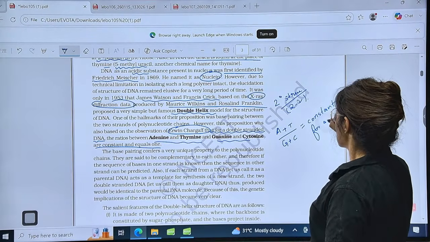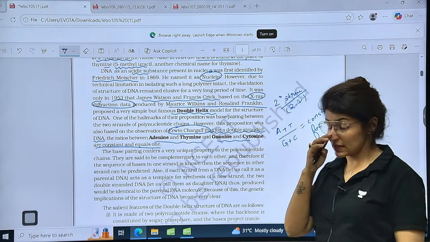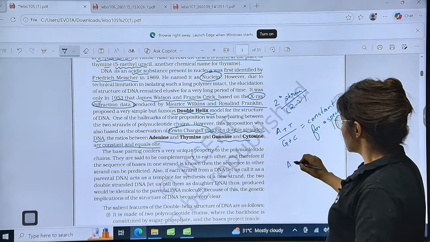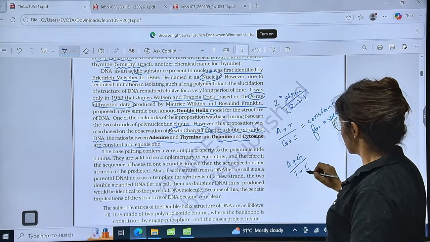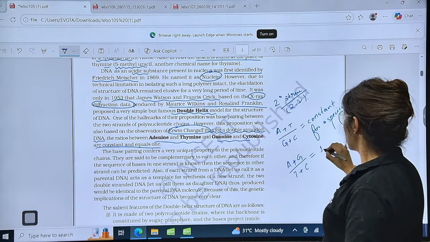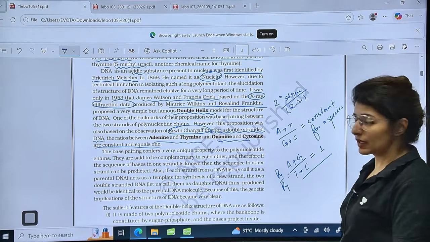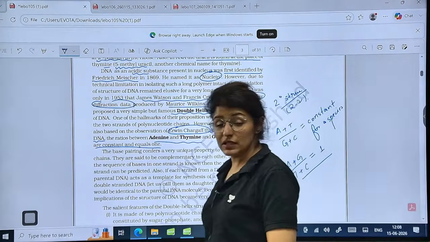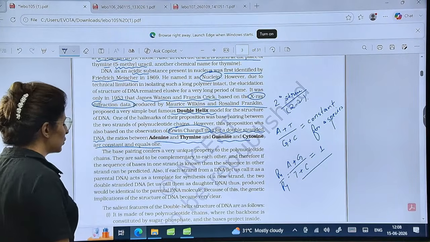So every species will have a different ratio, A plus T upon G plus C, while A plus G upon T plus C is equal to 1. This is purine upon pyrimidine. Is that clear? Please be clear about these ratios, which ratio is constant and which ratio is equal to 1.